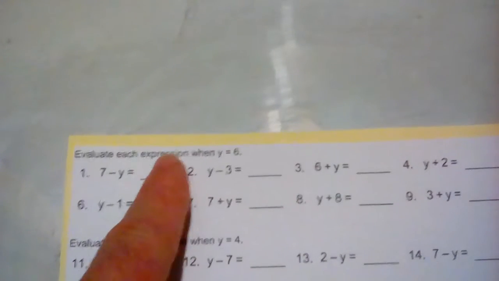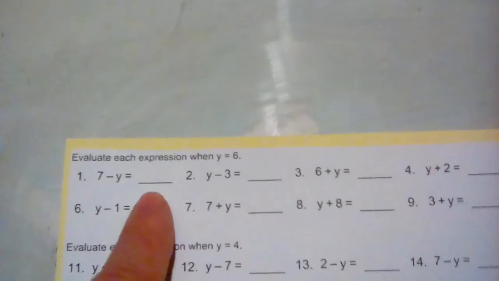So I have evaluate, and an expression is this part. It's the 7 minus y, okay? And honestly, it shouldn't be an expression. It should be an equation, because an equation always has an equal sign. So I'm not exactly sure why they have the word expression there, because we are trying to find something that's equal to something, so it really should be an equation. But I'm not going to nitpick, okay? So evaluate each one of these when y is equal to 6. So basically they're saying that wherever you see a y, you're going to replace it with a 6.